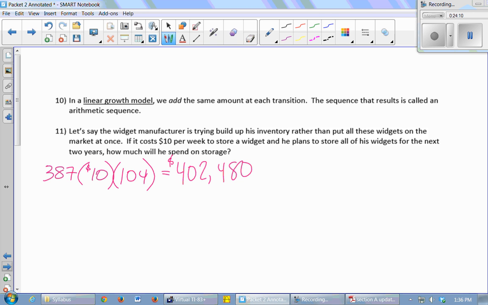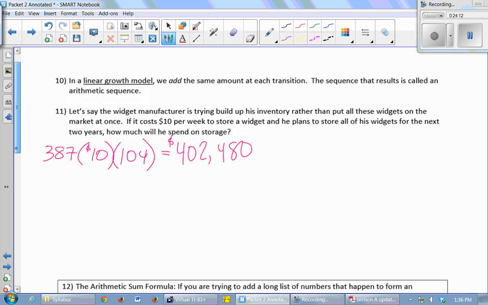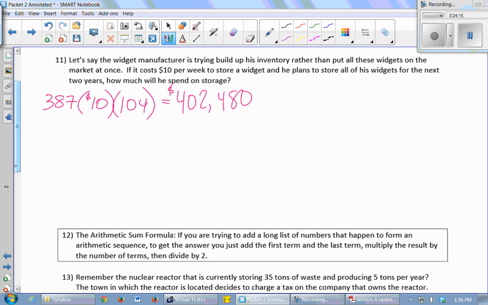Now let's say one week later, he's going to have 37 new widgets, and he's going to put those in storage. So my 37 new widgets cost $10 a week to store. How many weeks do we have to store them? 103 weeks, because for that first week, they didn't exist. I made them that week. So I only have to store them for 103 weeks.